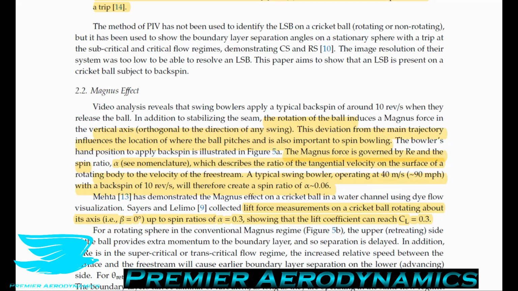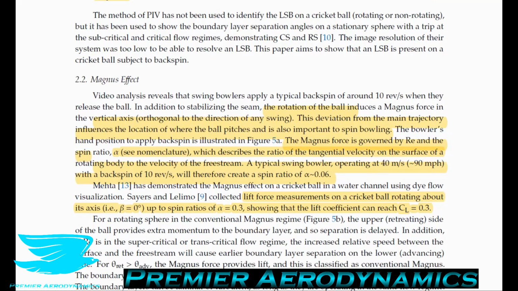So some researchers looked at what the effect of spin on a ball does to the lift force, and they found lift force measurements on a cricket ball rotating at its axis up to spin ratios of 0.3, so 5 times that which a typical swing bowler can achieve, with a lift coefficient of 0.3. So yeah, okay, the spin ratio is much higher than what a typical spin bowler does, but even if the coefficient is 0.05, that's still significant.